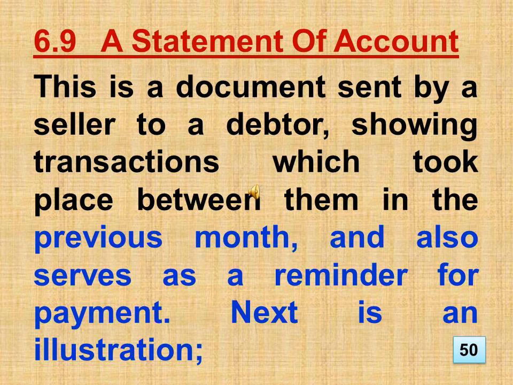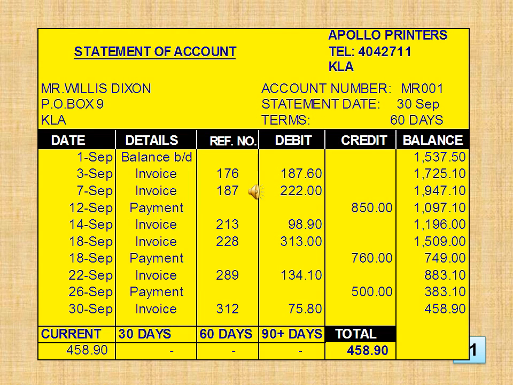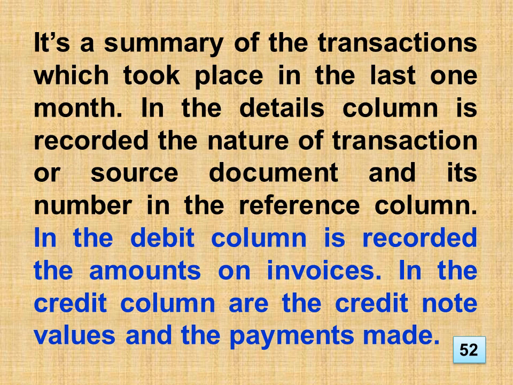Section 6.9. A statement of account. This is a document sent by a seller to a debtor, showing transactions which took place between them in the previous month, and also serves as a reminder for payment. Next is an illustration. This is a statement of account. It's a summary of the transactions which took place in the last 1 month.